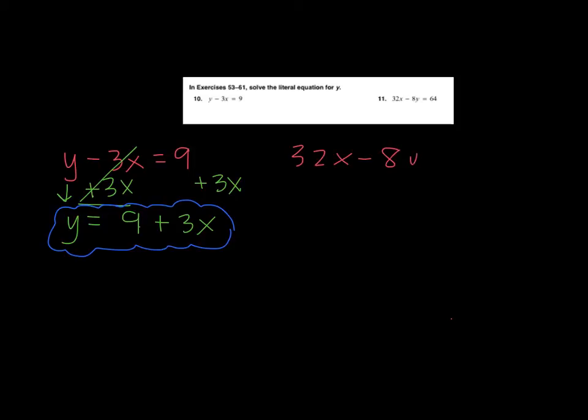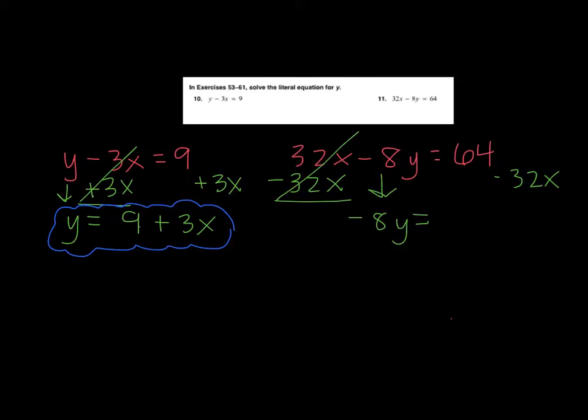Remember, coefficients are the numbers that are in front of variables. They're being multiplied by the variables. So we're going to start the same way as we did over here, though. We're trying to get that 32x to the other side because we want to get y all by itself. So the opposite of positive 32x is subtracting 32x from both sides. When I do that, positive and negative 32x cancel, and I bring down my negative 8y. I bring down my 64, and now I have 64 minus 32x over here.